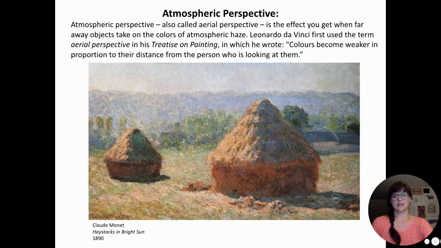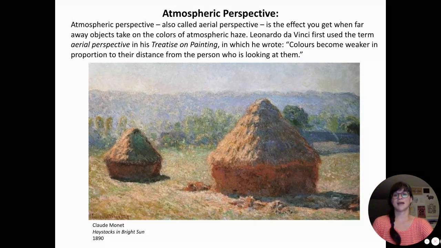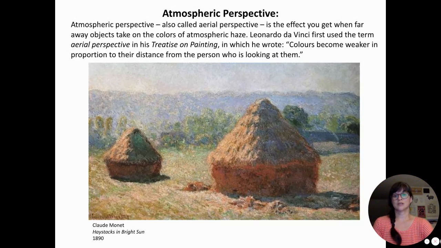But basically what this means is it's the effect that you get when faraway objects take on the colors of the atmospheric haze. Leonardo da Vinci was the first one to use this term, aerial perspective, which is just another word for atmospheric perspective, in his treatise on painting. And he wrote, colors become weaker in proportion to their distance from the person who's looking at them. So basically, things that are closer to you in the foreground have richer, more saturated colors. And as it goes further away off into the distance, they become less rich, less saturated. They become a little bit dull with a slightly bluish gray tint to them.